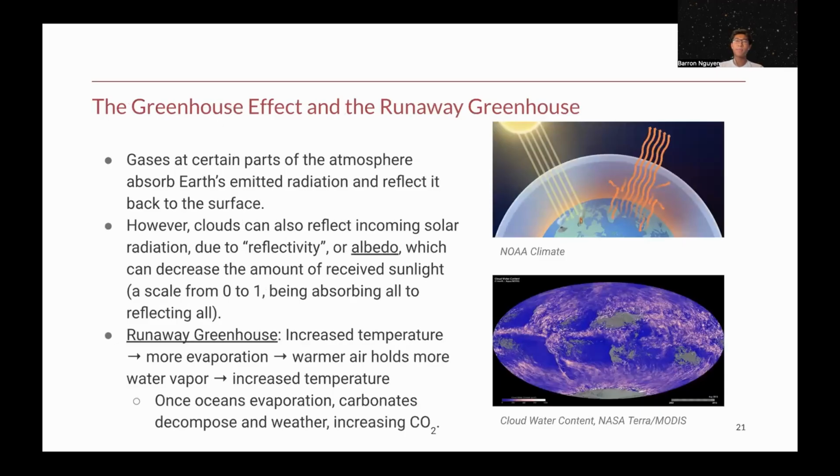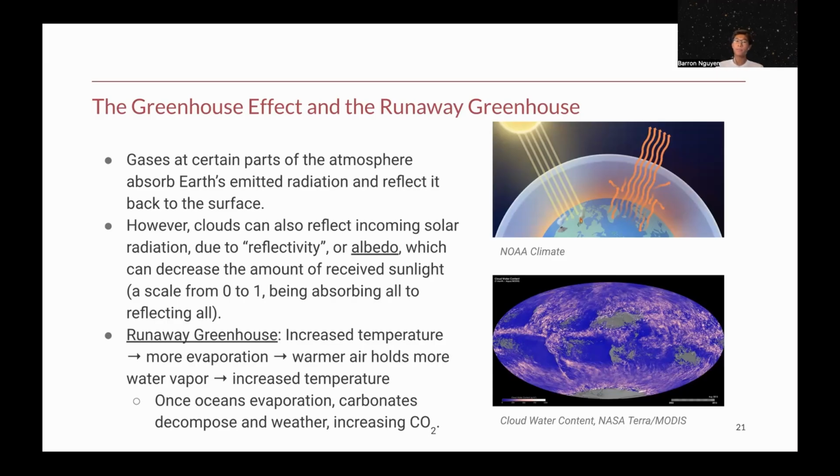The other big thing I want to go into is the greenhouse effect and the runaway greenhouse effect. These are concepts important for understanding why CO2, water vapor and other gas species can affect habitability of an exoplanet, but also explained by their absorption bands at specific wavelengths that we just went over. So, for those who don't know, gases at certain parts of the atmosphere absorb Earth's emitted radiation and reflect it back to the surface, kind of like a greenhouse. That's essentially where the name comes from.